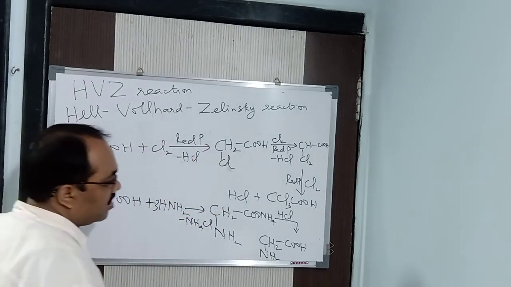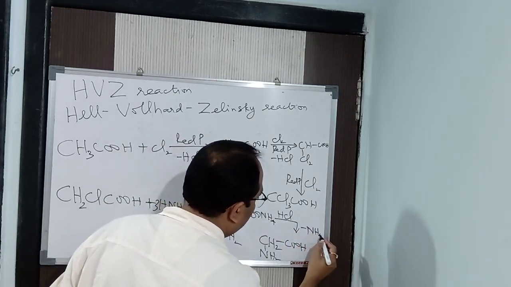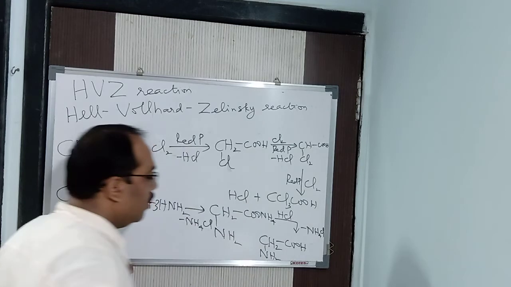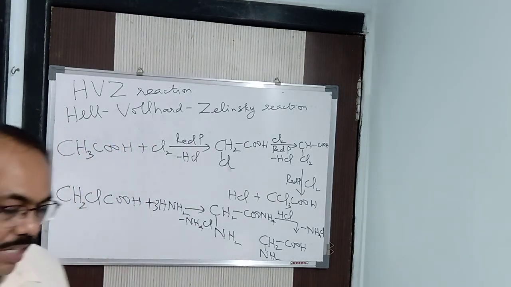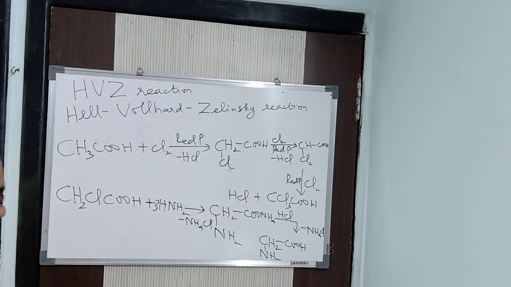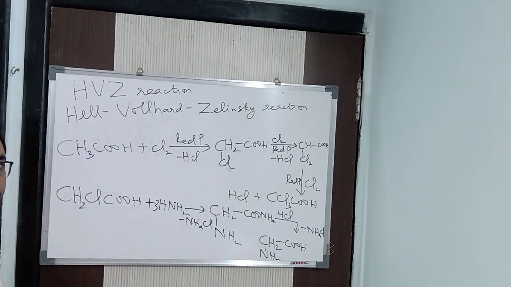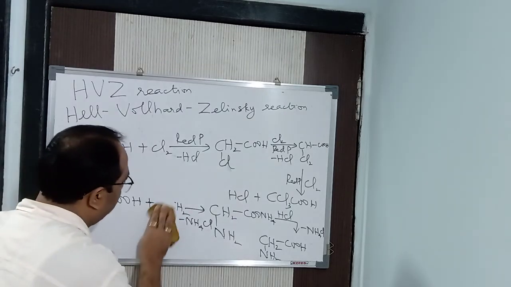Now this will react with HCl again to form NH4Cl, and hence you will be getting COOH. So what is this known as? This is called glycine. This is known as glycine, we can say that. Clear? Similarly, you can do this reaction with KCN.